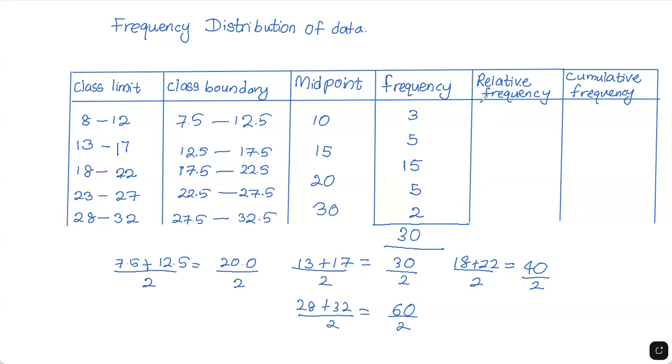So this is how you calculate the relative frequency: the frequency of the class divided by the total frequency, which is 3 over 30, that is 1 over 10.